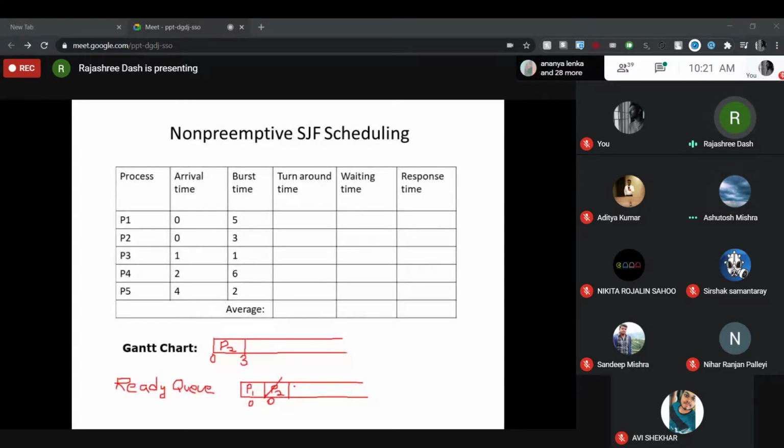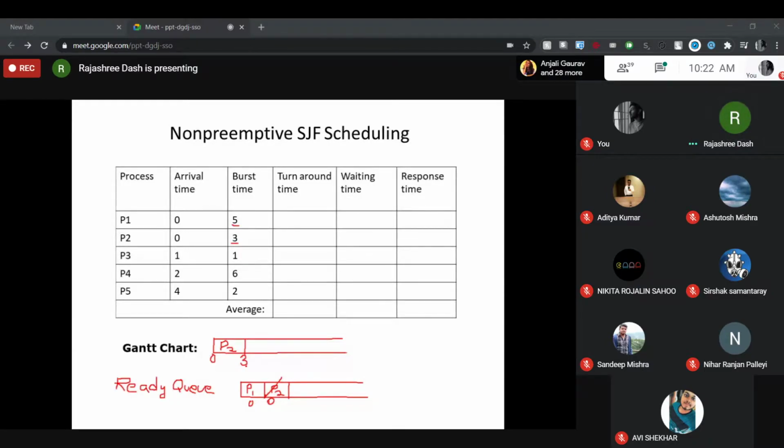It is SJF scheduling, shortest job first scheduling. The process having the shortest burst time is selected. If you compare the burst times for P1 and P2, at time 0 there are two processes in the ready queue, P1 and P2. Out of these, P2 has the shortest CPU burst time, that is 3. So P2 is allocated to the CPU first, and it will continue up to 3 milliseconds.